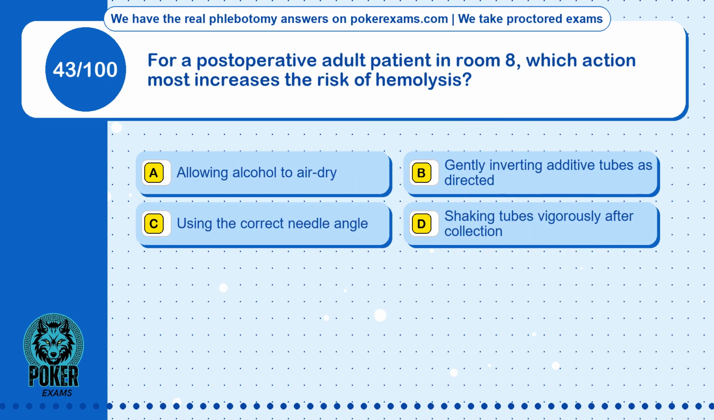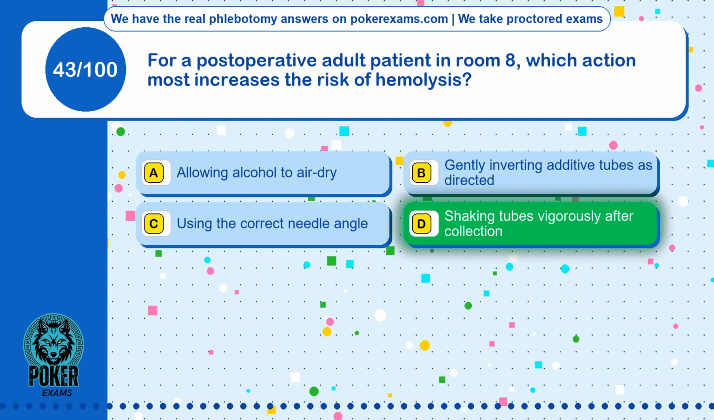Question 43. For a postoperative adult patient in room 8, which action most increases the risk of hemolysis? Option A. Allowing alcohol to air dry. Option B. Gently inverting additive tubes as directed. Option C. Using the correct needle angle. Option D. Shaking tubes vigorously after collection.